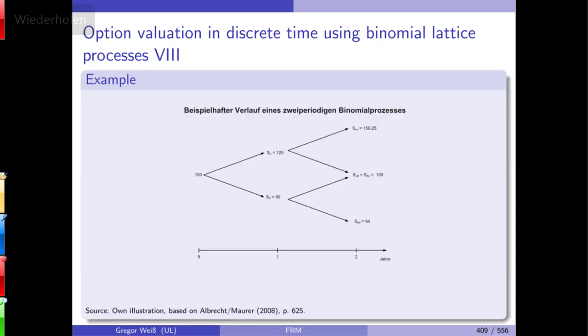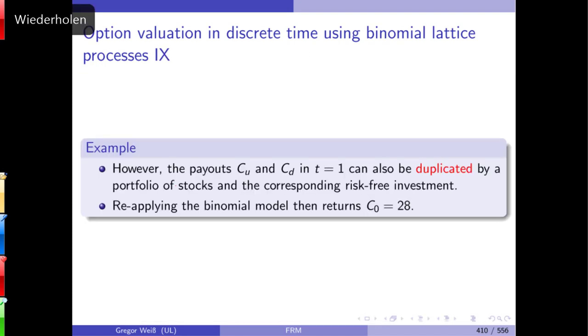So let's go back. This is the underlying price. And then we calculate CD here and CD here. And then we calculate C0. So the extension of the binomial model to multi-periods is quite simple. You only need to do it more and more times. They can be duplicated in this case if you do it again. For example, in this case with two periods, you get an option price that is 28.